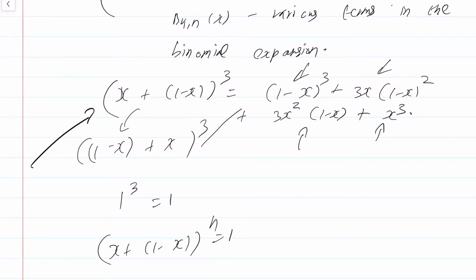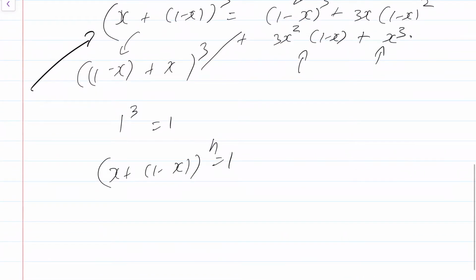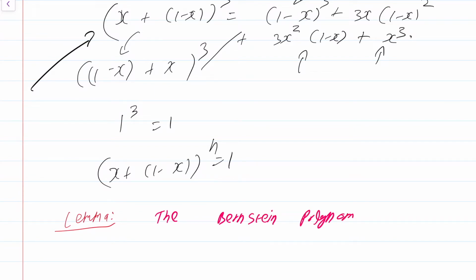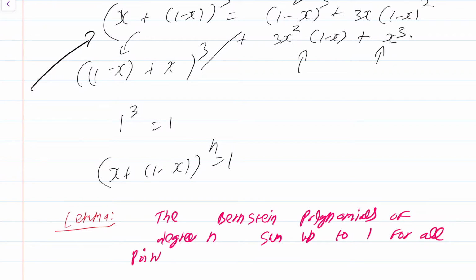So we immediately get the following lemma, which is so obvious from what we have talked about that I'm not even going to bother writing down the proof. Lemma is that the Bernstein polynomials of degree n sum up to 1 for all points x in 0, 1.